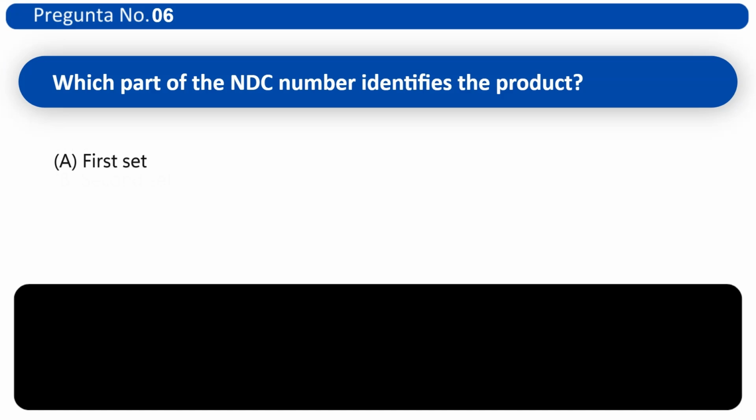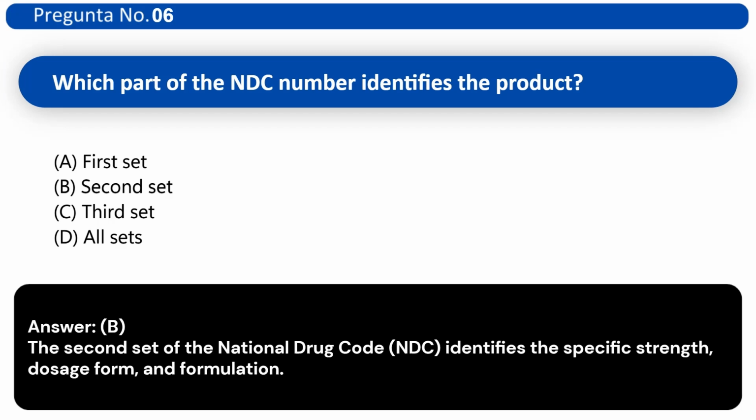Which part of the NDC number identifies the product? A. First set. B. Second set. C. Third set. D. All sets. Answer, B. The second set of the National Drug Code, NDC, identifies the specific strength, dosage form, and formulation.